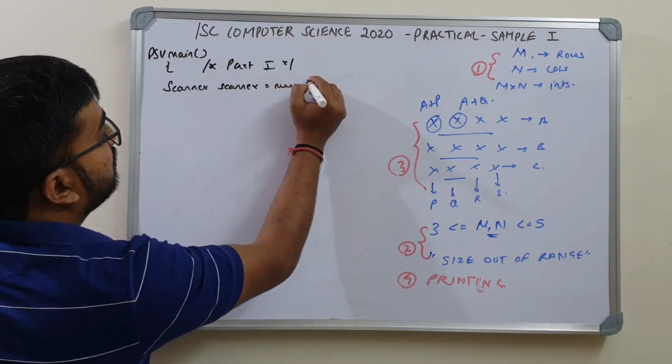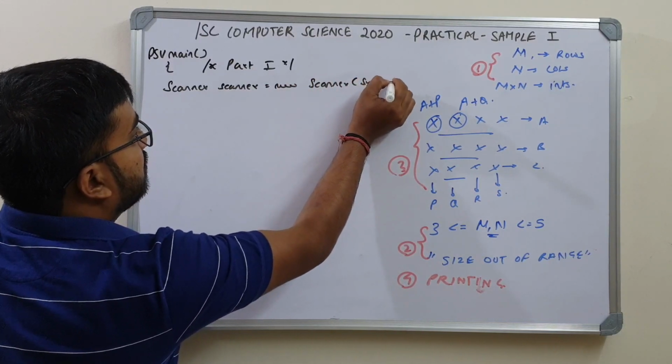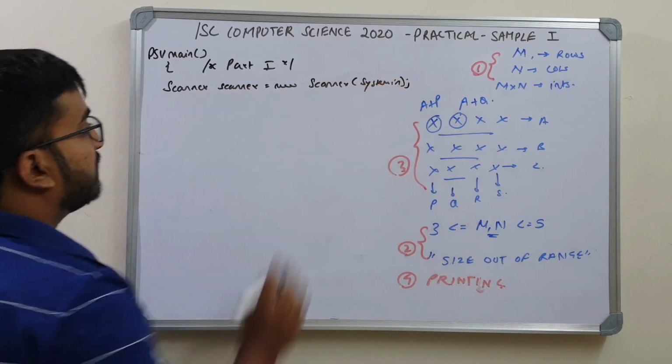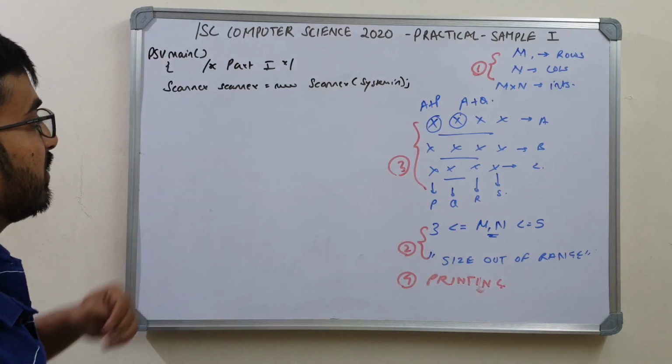First, new Scanner(System.in). Okay, so this is just to give you a reference. I'm going to type this in an IDE, compile and run. So I'm going to cross check it, don't worry about that.